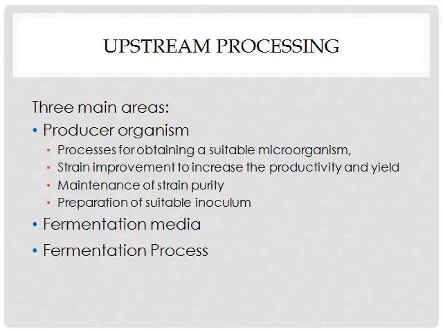Upstream processing can be divided into three primary areas. First, the producer organism, that is obtaining a suitable microorganism or cell type, strain improvement to increase the productivity and yield, maintenance of strain purity, and preparation of a suitable inoculum. The next is the fermentation media or culture media, as well as the fermentation process, i.e. those steps involved in the actual fermentation process.